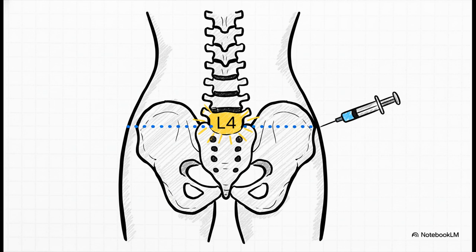Now, one of these lines, the supracristal plane, which you can find by connecting the highest points of your hip bones, is incredibly important for doctors. Why? Because its location lines up perfectly with the L4 vertebra. This makes it a critical landmark for safely doing a spinal tap, ensuring the needle goes in the right spot and avoids the spinal cord. It's a perfect example of how the surface of your body gives clues to the delicate structures deep inside.